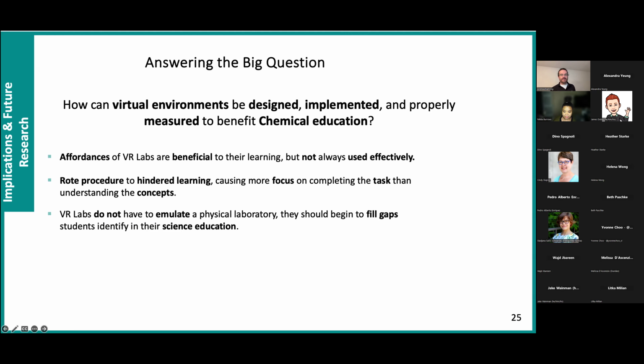And then students' views on their learning with a virtual lab are influenced by their level of content knowledge. I think sometimes we really look at, does it work? Does it not work? And it was like, well, it depends. It really depends on the student, the level of content knowledge that they have, and how it was designed. Was it designed to meet the needs of a particular learner at a particular learning level?